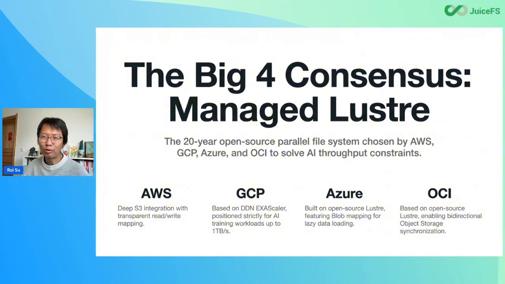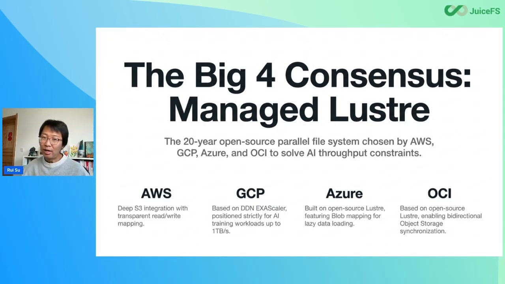Each cloud provider describes it a little differently. GCP says its managed Lustre is based on DDN EXAScaler, and AWS says FSx for Lustre is based on the Lustre open source project. And Azure says its service is built on open source Lustre technology. OCI also says the service is based on Lustre, but it's very likely based on the open source version as well. So by choosing Lustre, all of them get a proven parallel file system design that can handle large-scale workloads.